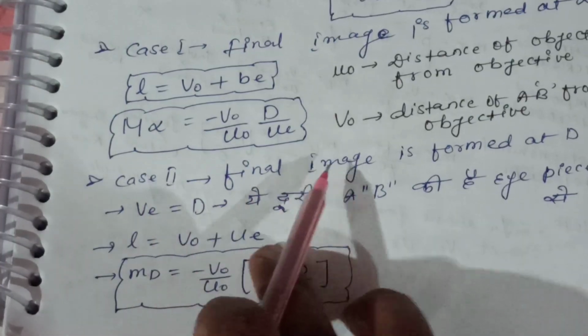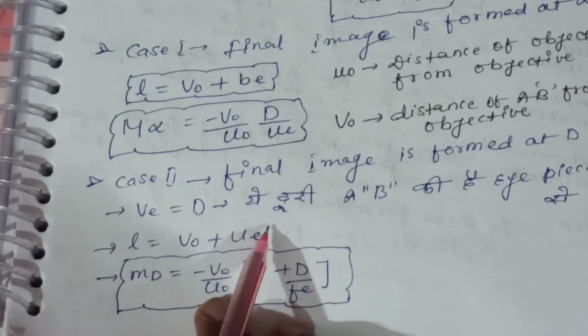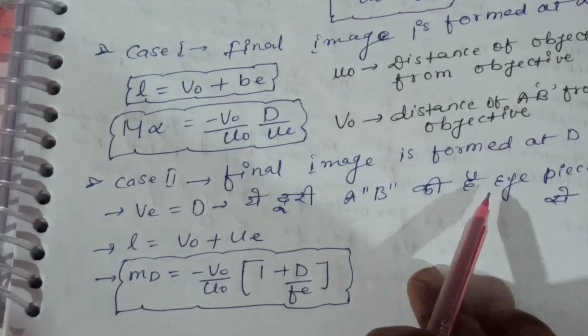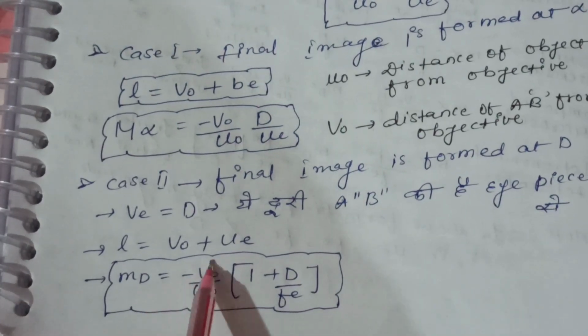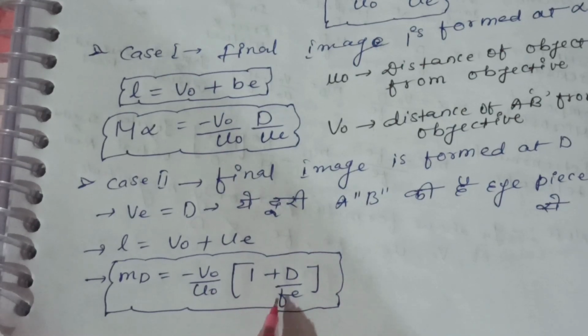Case 2: final image is formed at D. U e is the distance of AB from the eyepiece. L is equal to v o plus u e. M d is equal to minus v o upon u o in bracket 1 plus d upon f e.